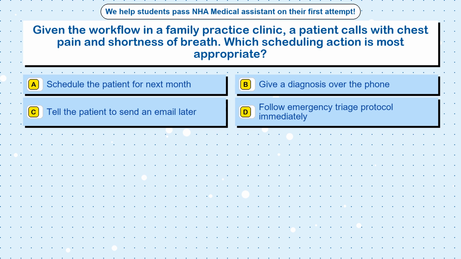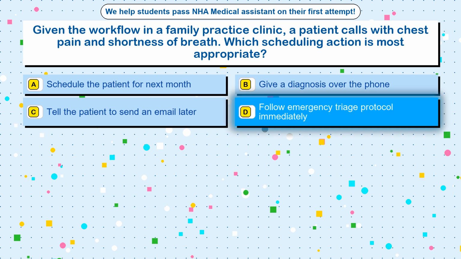Question 15. Given the workflow in a family practice clinic, a patient calls with chest pain and shortness of breath. Which scheduling action is most appropriate? Option A, schedule the patient for next month. Option B, give a diagnosis over the phone. Option C, tell the patient to send an email later. Option D, follow emergency triage protocol immediately.